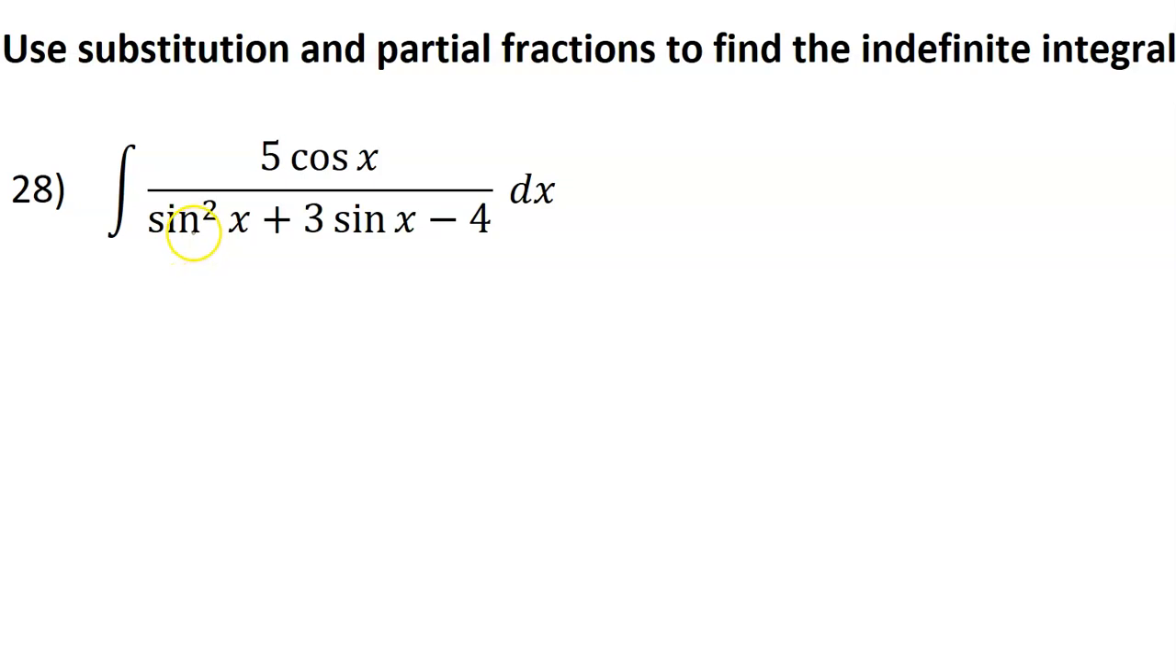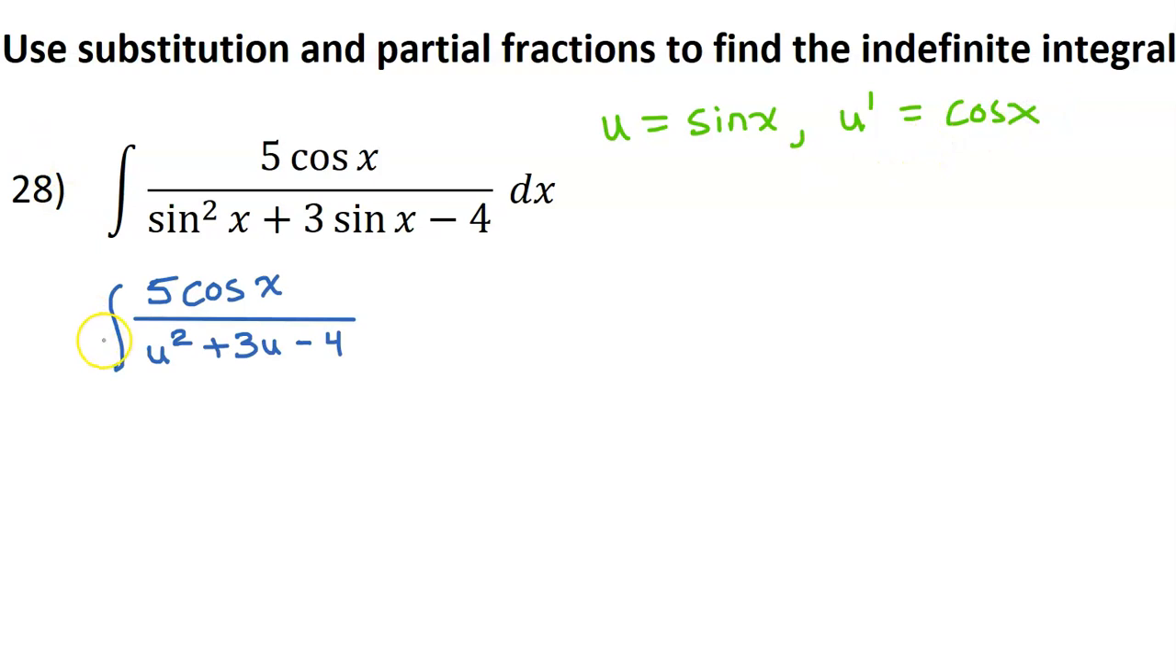Often when we have trig functions being added or subtracted, we end up needing to do u substitution and then partial fractions. So let's let u equal sine x. In that case, u prime will be cosine x. Performing the substitution gives us this, but instead of dx we write du over u prime. In other words, du over cosine x. We notice that cosine x cancels out.